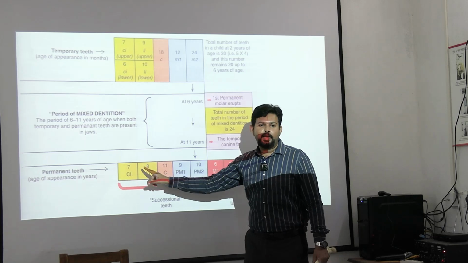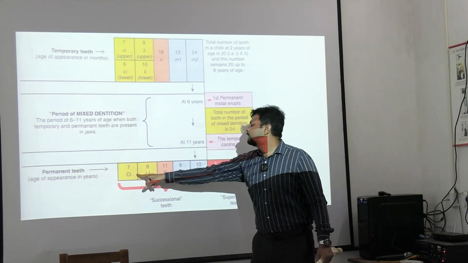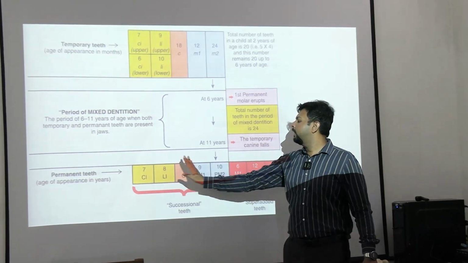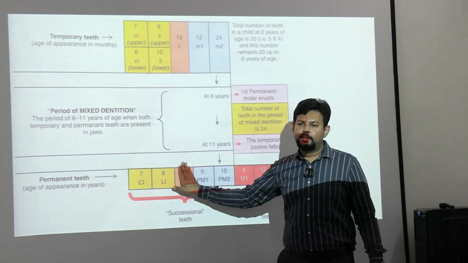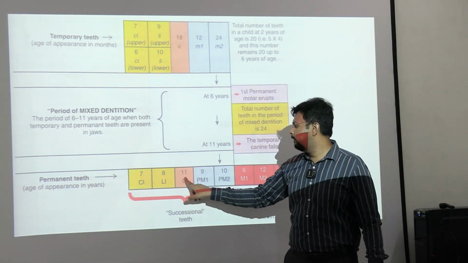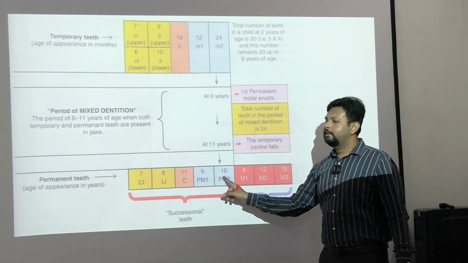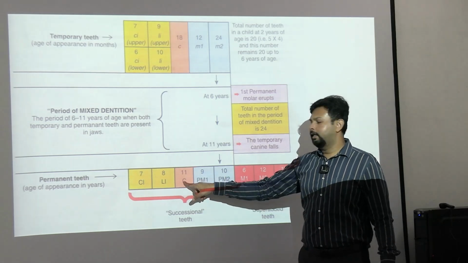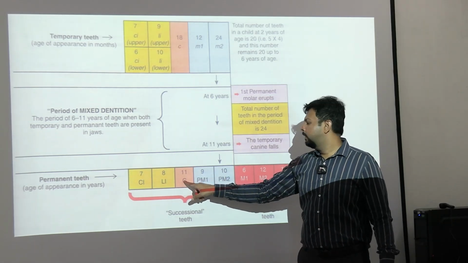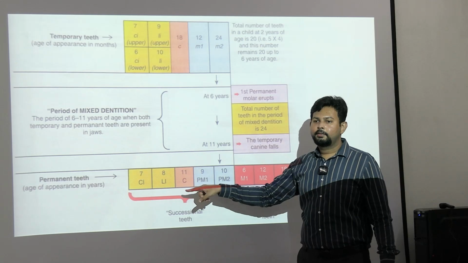7, 8, okay, 7, 8, 9, 10. Leave the canines. Canines, just forget, there are no canines, just leave this. 7, 8, 9, 10. Then comes canine, 11. How will you remember canines 11?